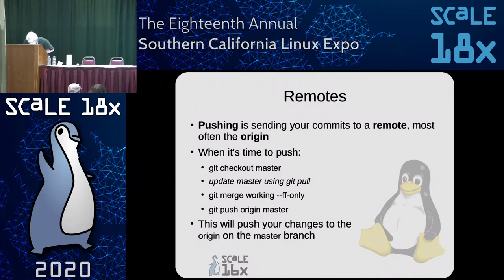Pushing is sending your changes, your commits, to remote, most often the origin. And when it's time to push, git checkout master, make sure your master is updated from remote. Then merge your working branch and push.